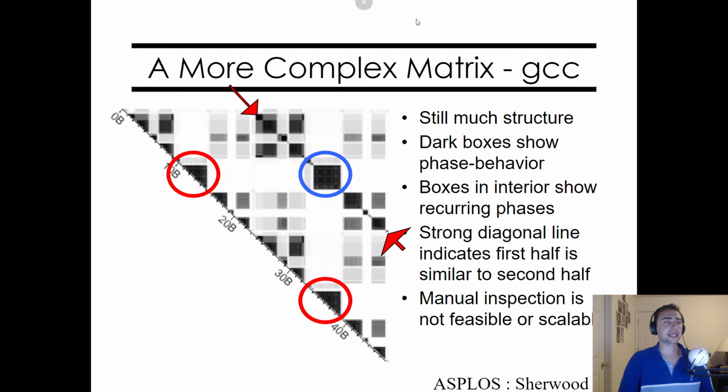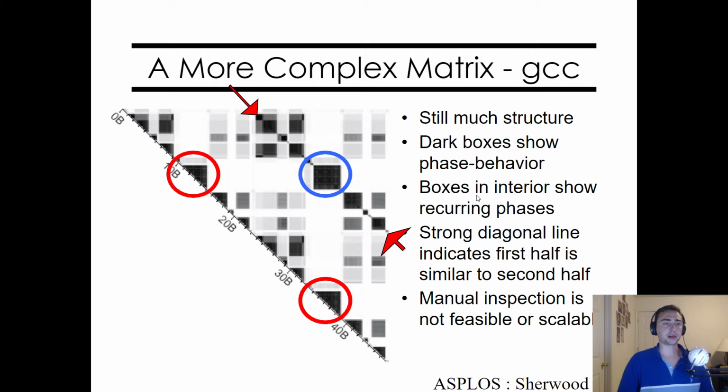But even in these cases, for something like GCC that's a lot more complex, you still see that there are some patterns here, and it is structured, right? So again, these dark boxes show phase behavior. You get these periods where you're executing very similar basic blocks. The comparison of these basic block vectors will be taking something like a Manhattan distance. You can think of taking the Manhattan distance as taking the absolute distance between two vectors, and then summing it all up.